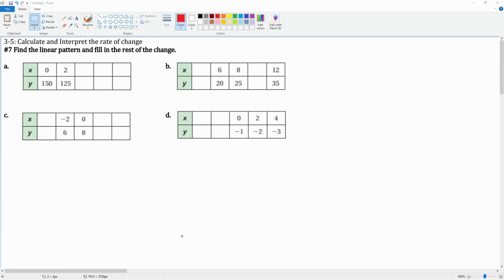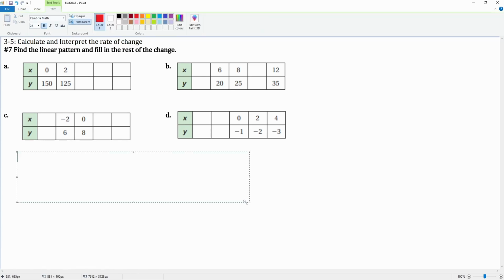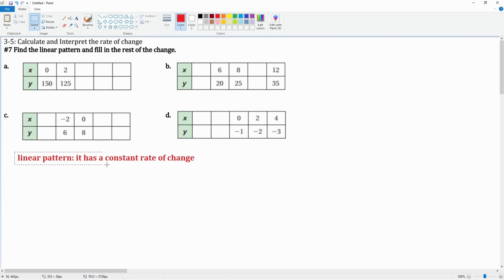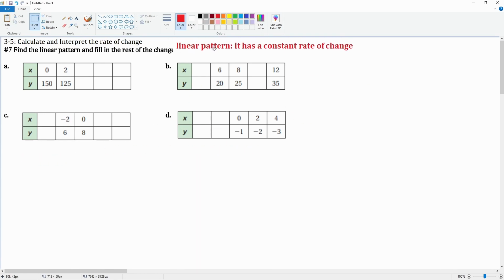3-5 here, it asks us to calculate and interpret the rate of change. Number 7, you're going to find the linear pattern and fill in the rest of the change. There is a piece of information here that is very interesting. It says it's a linear pattern. A linear pattern means it has a constant rate of change. That is the idea you want to remember while you are applying these problems. It has to have a constant rate of change. All right, so let's take a look.